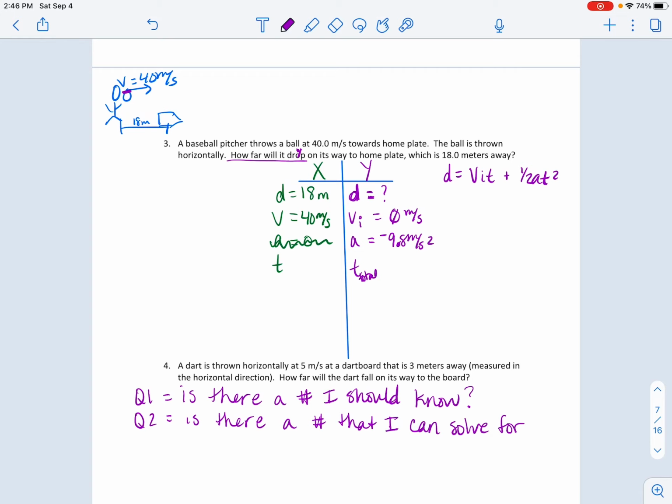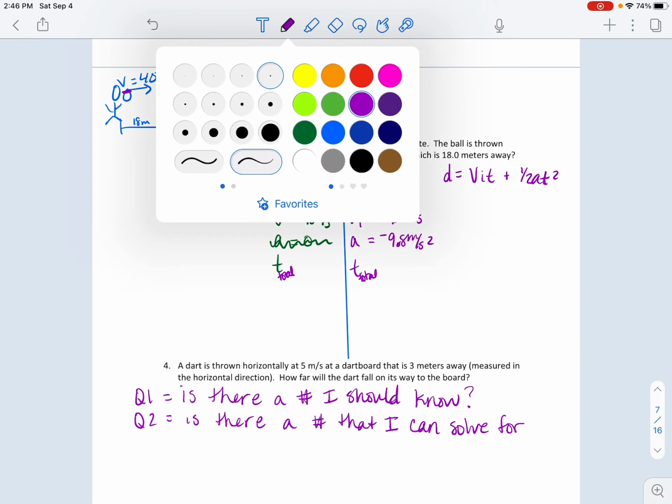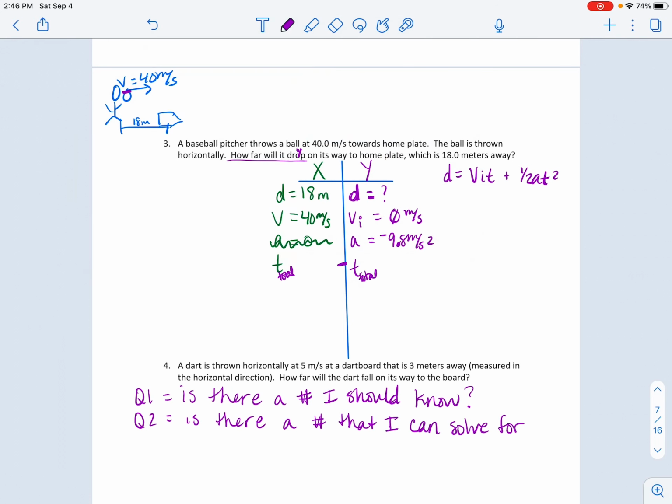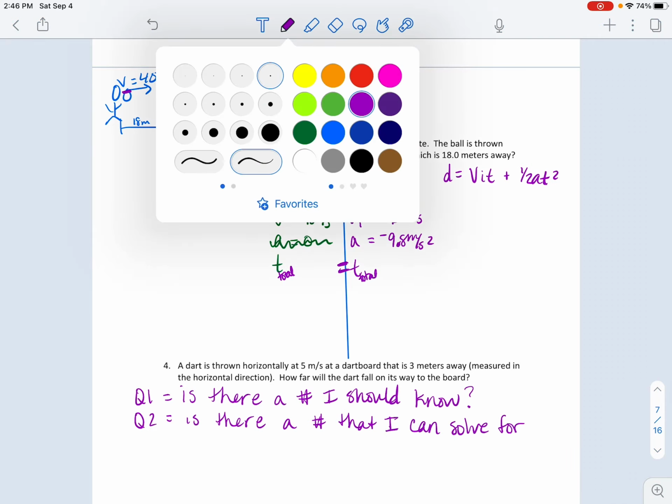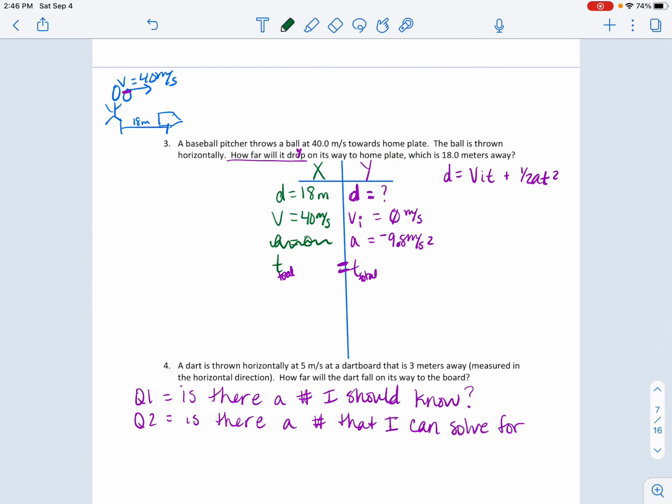But remember, the total time is the same for both of my axes, both vertical and horizontal motion. So if I come over here to the horizontal side, remember, we know this is V equals D over T. I have my V, I have my D. Yes, I could solve for my time, which would give me my horizontal time, which becomes my vertical time. So that's what we want to do in this case.